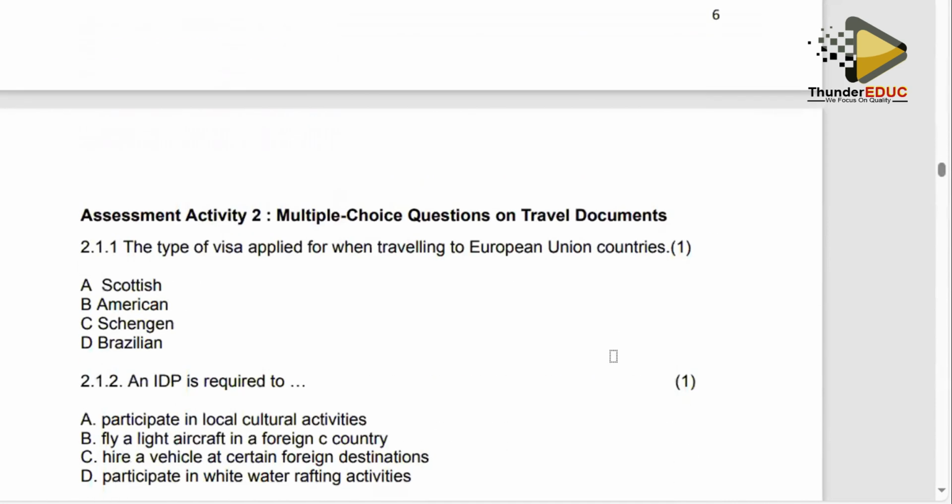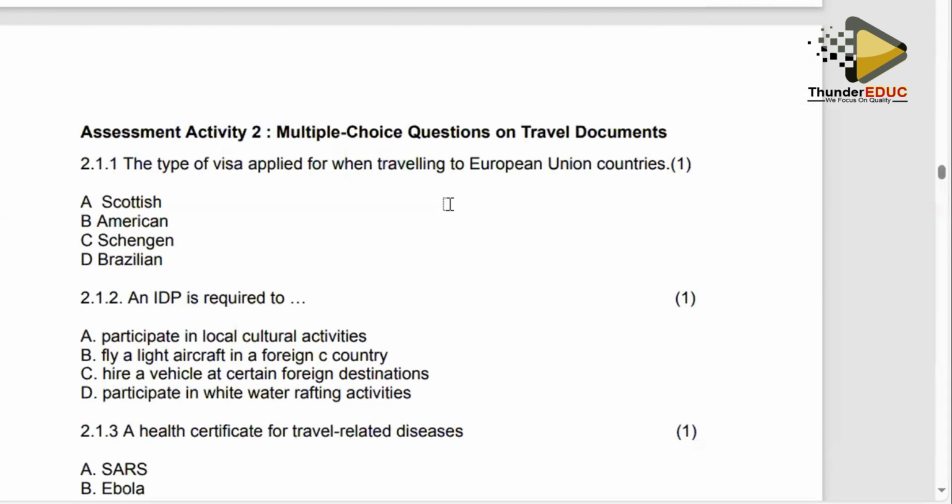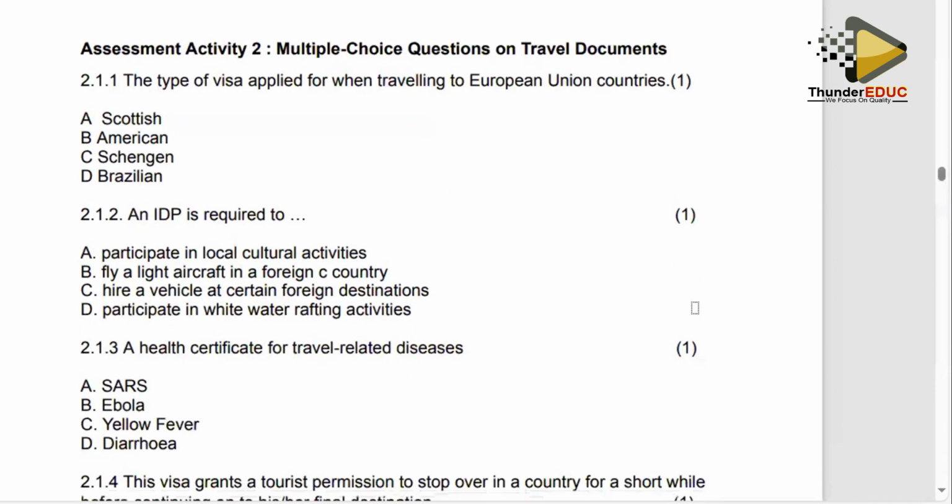Then in addition to that, we need to carry out assessment activity number 2, multiple choice questions on travel document. So I will start with the first question. The type of visa applied for when traveling to European Union countries. So this type of visa, if you recall from the previous slide which we had, it is known as the Schengen visa.